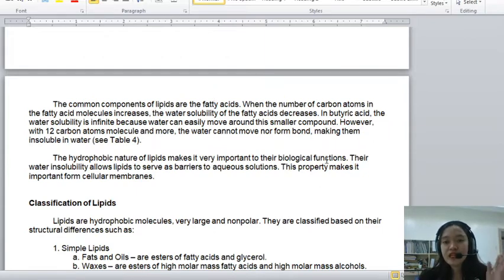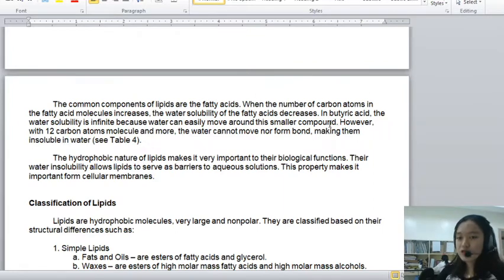So, increase and decrease. In butyric acid, how many carbon atoms is your butyric acid composed of? Coming from butane, you have 4 carbon atoms. So is that a long chain? No. Your butyric acid is composed of only 4 carbon atoms, so relatively, it is still soluble in water. In butyric acid, the water solubility is infinite because water can easily move around these small compounds, since there are only 4 carbon atoms.